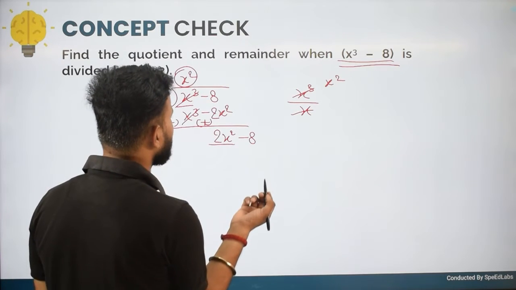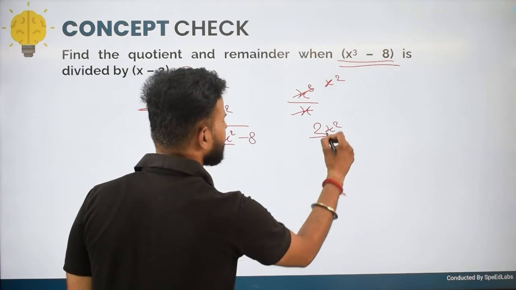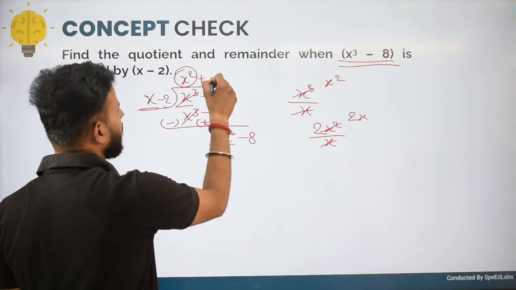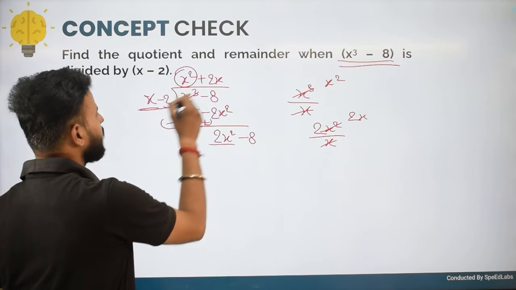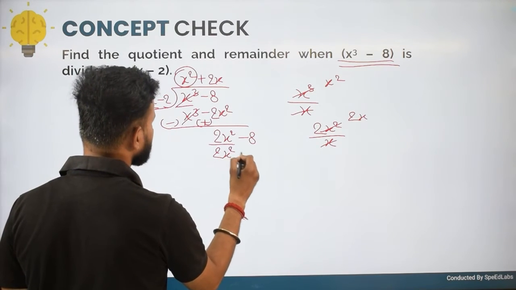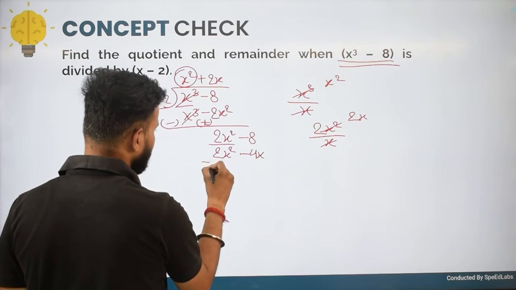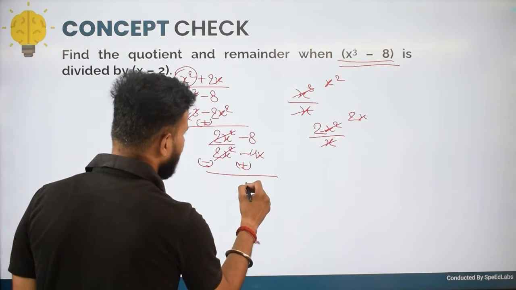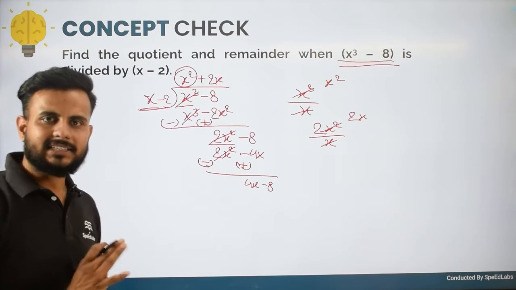Now I do the same thing again. This time this becomes my dividend. So 2x square divided by x gives 2x, so I write positive 2x here. Now I multiply that 2x with the whole divisor, so it will be 2x square minus 4x. Now I change the signs again, so positive becomes negative and negative becomes positive. It cancels, and I am left with 4x minus 8. Getting it? 4x minus 8.